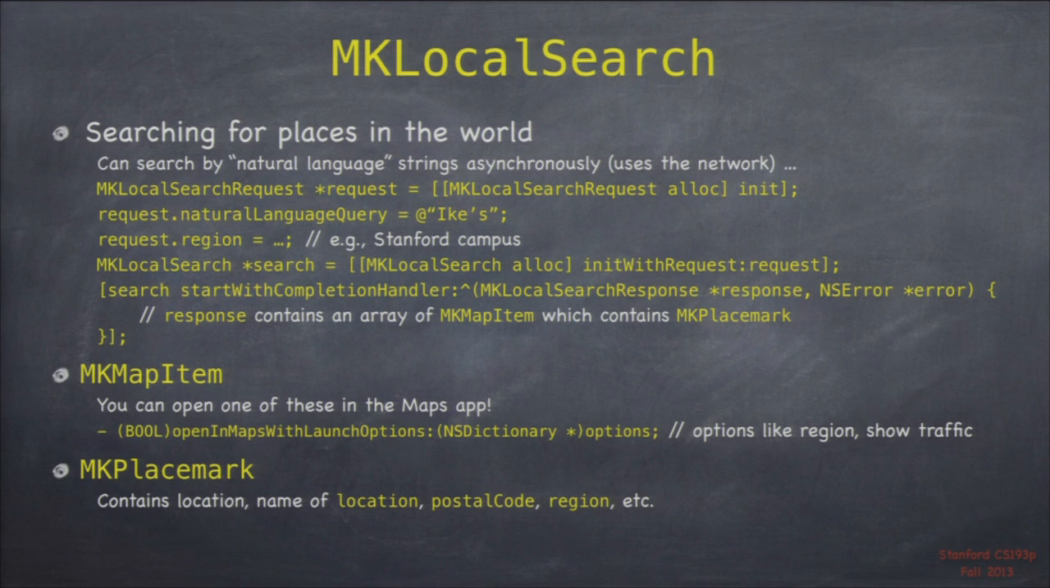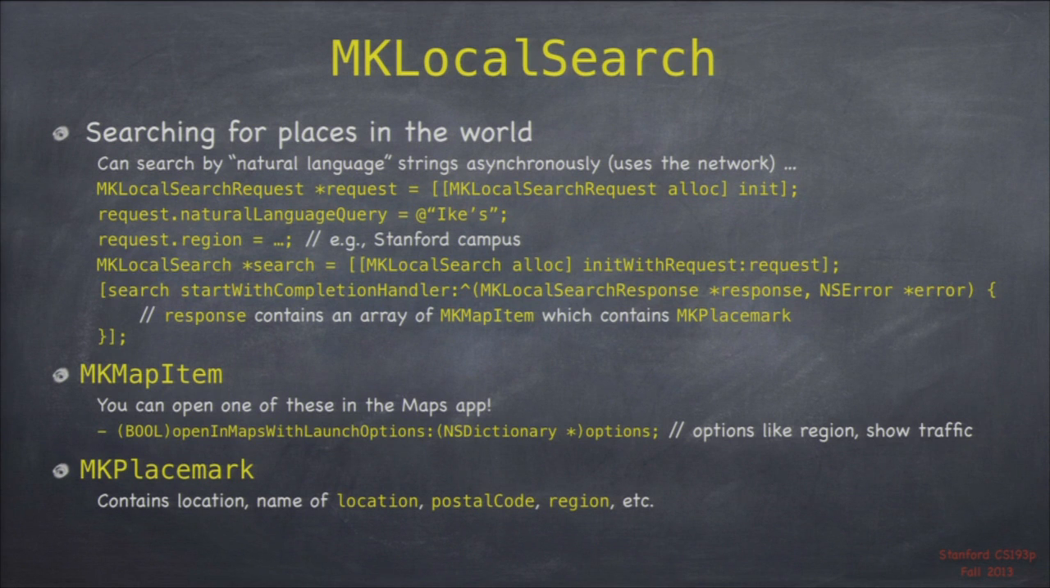Of course, this is going to go over the network. Not all this information is on your device. It's going to go over the network. It's going to do a fetch, going to figure this out. It's going to return to you and call you this completion handler. So you do it with completion handler. It'll call the completion handler later. And you're going to get an array of MK map items.